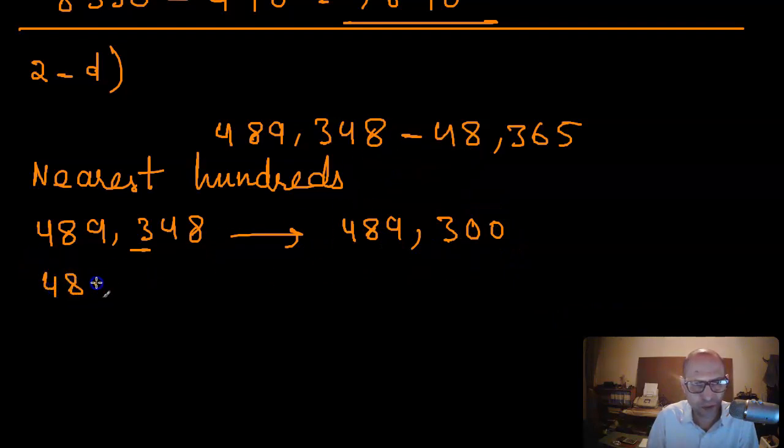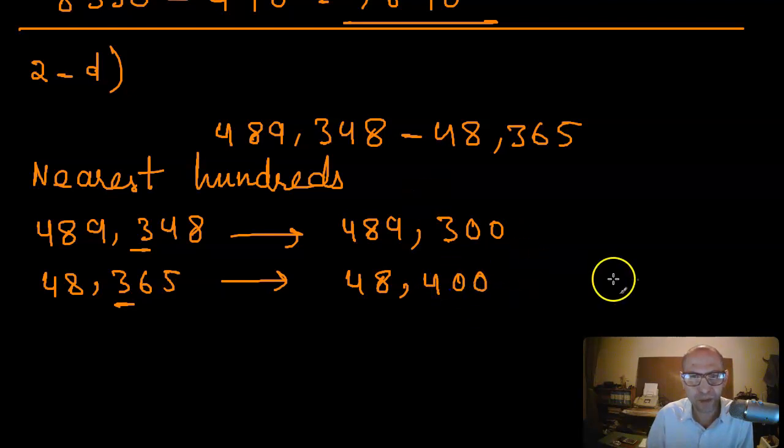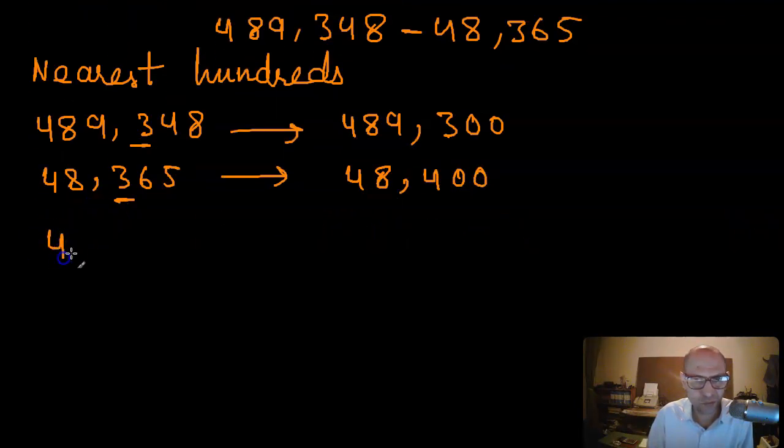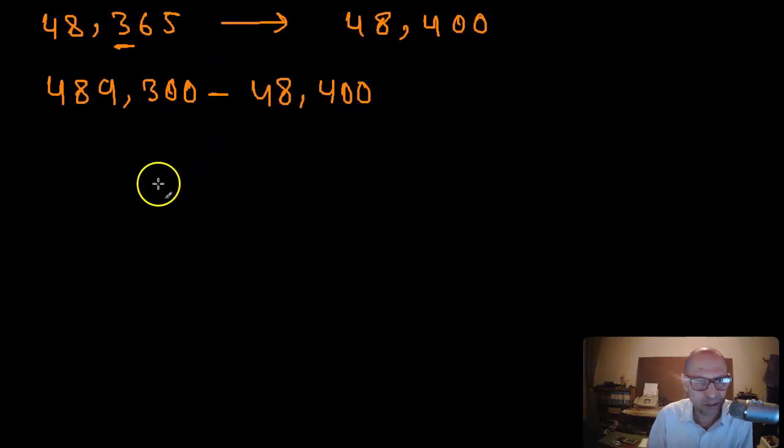And then you have 48,365. Rounding to the nearest hundreds would be essentially rounding up because the next digit is a 6, which is greater than or equal to 5. So essentially this becomes 48,400, right? And so then the calculation becomes 489,300 minus 48,400. And this is 489,000. This is 48,000. So if you do the calculation, of course, you have to do it manually by hand.